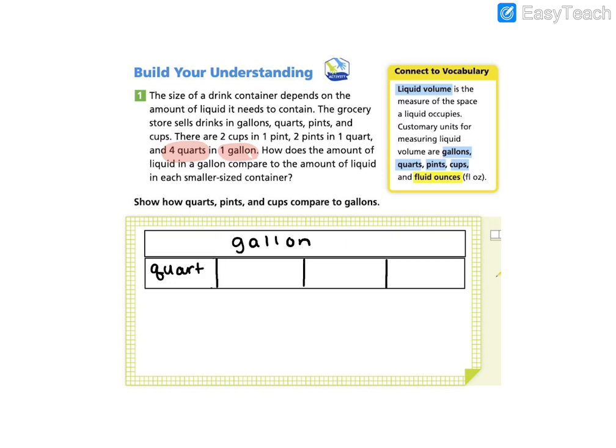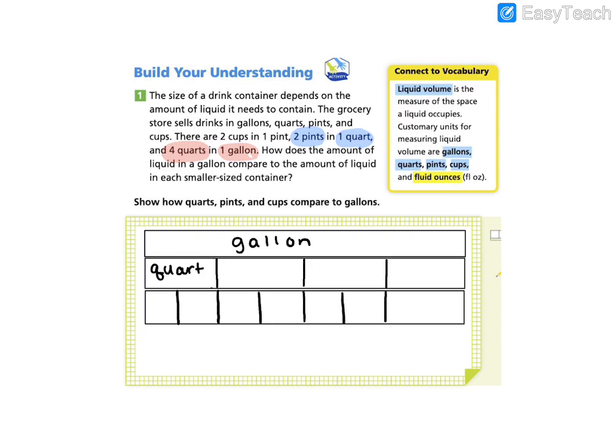All right, let's look back. Now we can find that 1 quart is equal to 2 pints. So again, we're going to draw the same size whole for comparison. And now in every quart, we know that there are 2 pints. So we'll redraw our quarts and split each of those in half for the 2 pints in 1 quart.